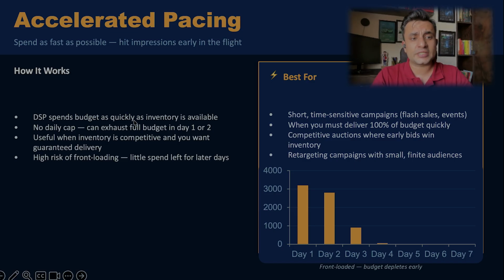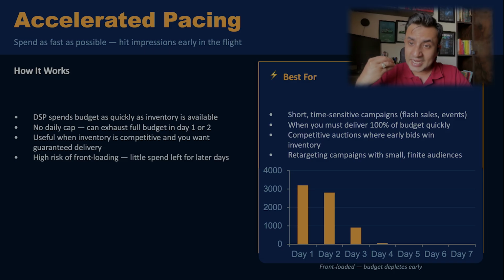So the DSP spends budget as quickly as inventory is available. As soon as the DSP sees there is some available inventory as per the targeting set, it tries to spend the budget. No daily cap can exhaust the full budget in day 1 or 2. So if you want to cap your budget so that you do not spend the entire budget on day 1 or 2 and you want to spend it across 7 days, then you can put some cap on the line items. It is useful when inventory is competitive and you want guaranteed delivery. If you are 100% sure that you are ready to spend $3,000 in the next 5 days, then you can opt for this particular pacing model, which is ahead or ASAP.